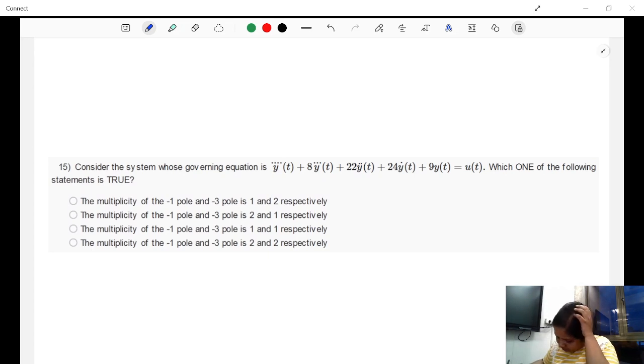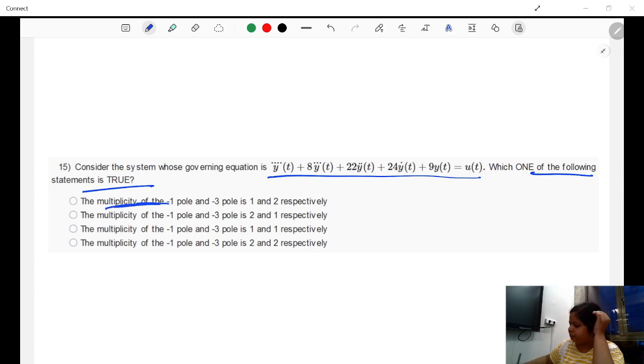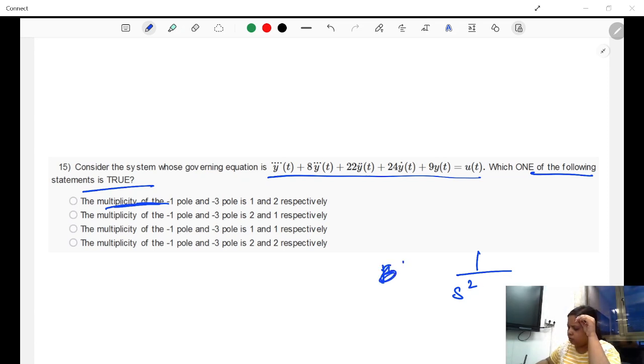So, this is the differential equation. Which of the following is? So, what is multiplicity? Let's say I have a transfer function where I have s square. I just have my transfer function, Y(s) upon U(s) is 1 upon s square. This is only that, okay?